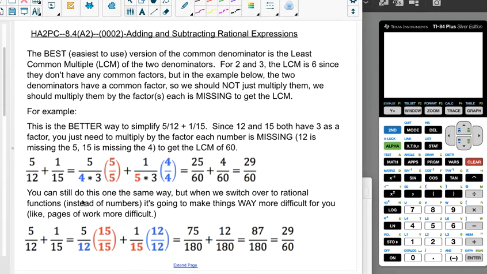You can still do it the way that we did it, where you just multiply by the entire denominator, but what's going to happen is it's going to give you much larger numbers, and when we switch to rational functions, it's going to make your life significantly more difficult, right? So like pages and pages of work more difficult.